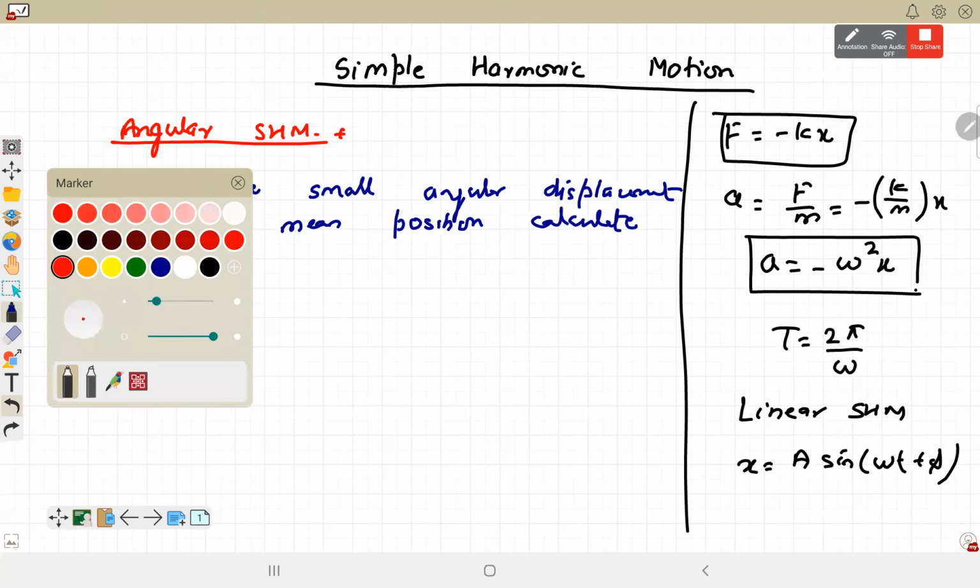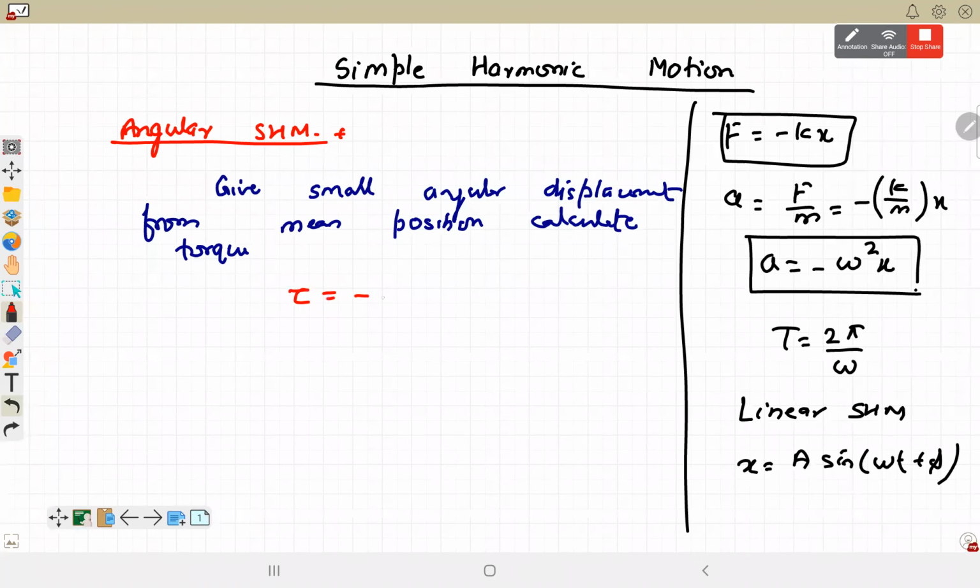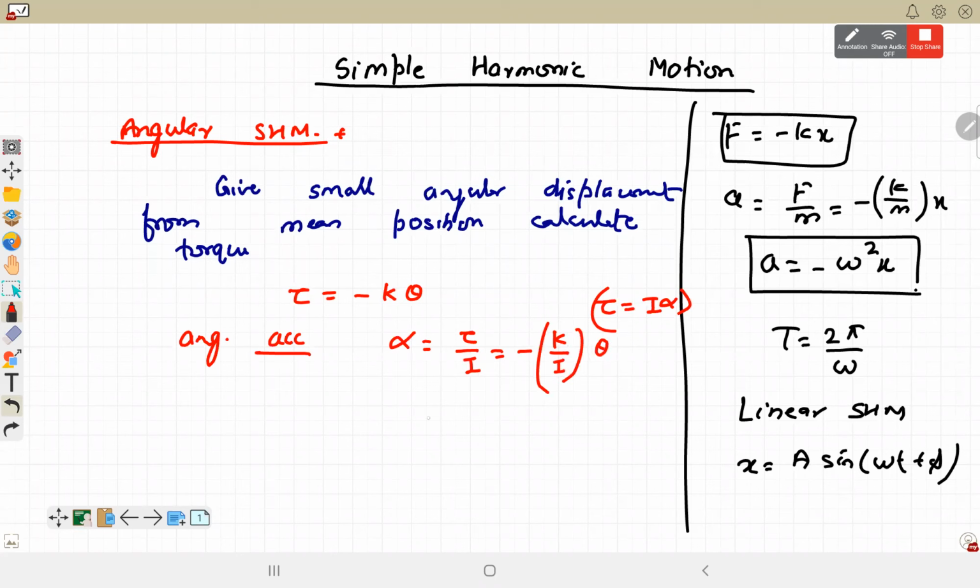If that restoring torque is directly proportional to minus the angular displacement, then it is going to be SHM. From the torque, we can calculate the angular acceleration alpha, because the formula of torque tau is equal to I alpha, where I is the moment of inertia, the rotational analogue of mass. So it will be torque by I, that becomes minus K by I into theta. Alpha is minus omega square theta.